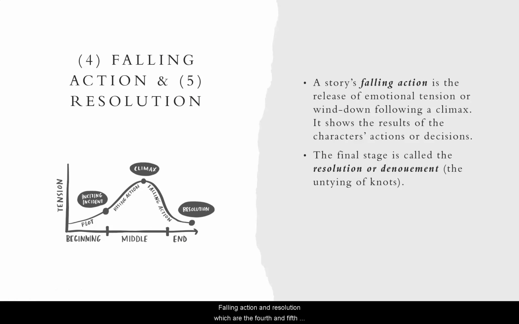Falling action and resolution, which are the fourth and fifth parts, are the inverse, okay? So a falling action is everything that happens after the climax, or the wind down following a climax. Typically, this just shows the results of the character's actions or decisions. And then the final stage is called a lot of things. Your text calls it the conclusion. Most texts call it the resolution. There's also a French word that we use for it, which is dénouement, which means the untying of knots. That's when they all lived happily ever after, or not, where we end at a closing part of the story.